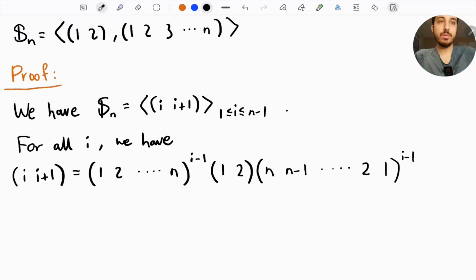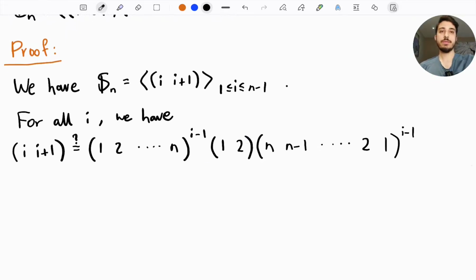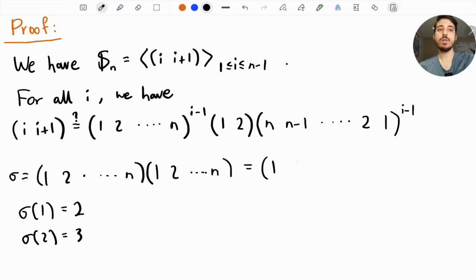Now, I will explain to you why this equality is true. The reason it's true is because if I take only (1 2, all the way to n), and label this as sigma, the permutation 1, 2, all the way to n, then sigma of 1 is equal to 2. Sigma of 2 is equal to 3. So 1 goes to 2, 2 goes to 3, and so on, right? What if I square this? Then if I multiply this by itself, I'm going to get that 1 goes to 3, and 3 goes to 5, and 5 goes to 7, and so on. So instead of adding 1, I add 2.